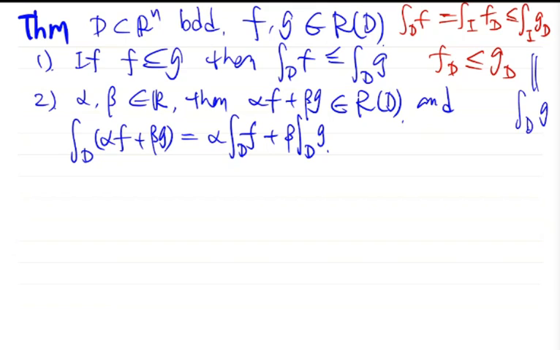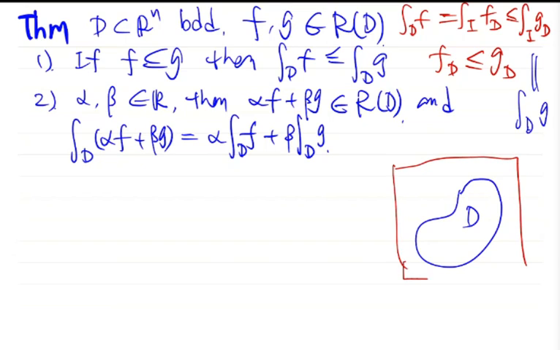For the second result, so this is our D. For the second result, we take a rectangle I containing D.